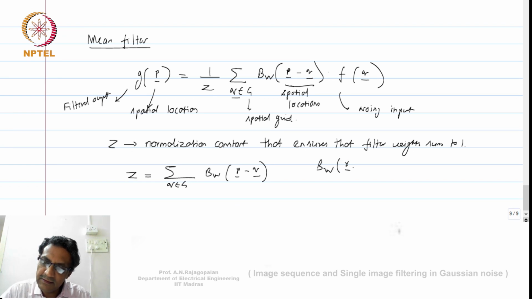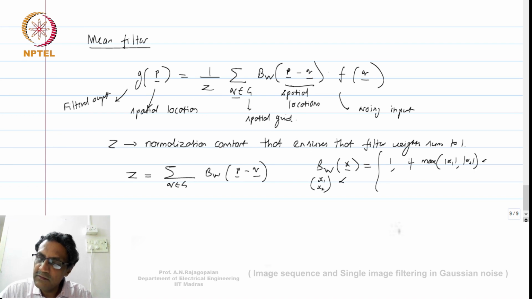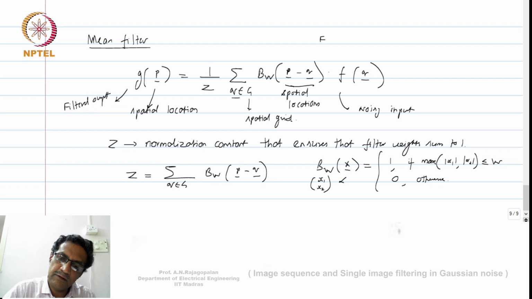So BW of some X, let's say, where X is X1, X2. This is the form of X. Then this is equal to 1 if max of mod X1, mod X2 is less than or equal to some W, 0 otherwise. Okay.